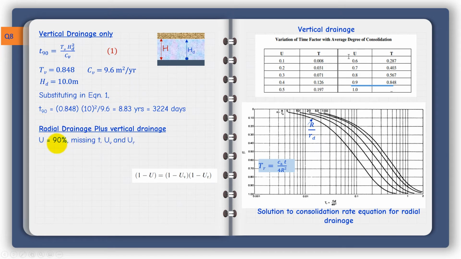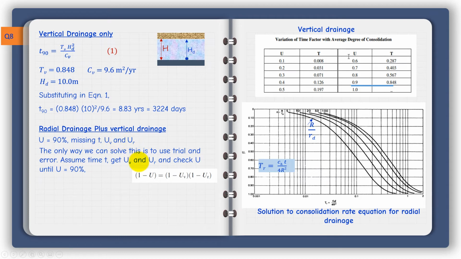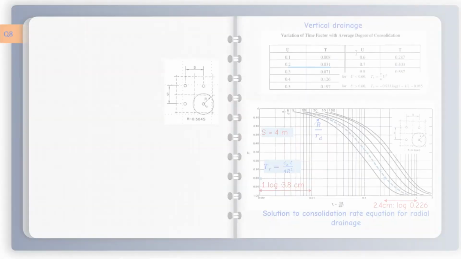We are given that U equals 90%. So what we are missing here is the time. We don't know the degree of consolidation that will accompany this 90%, and we don't know the radial degree of consolidation also. The only way we can solve this problem is simply by trial and error: assume T, and then get UV and UR, and substitute here to see whether we are fulfilling the requirement of U being 90%. Let us do this and see how we can calculate it.